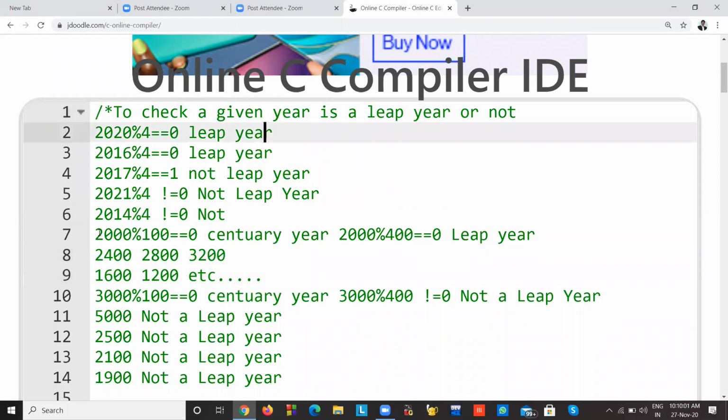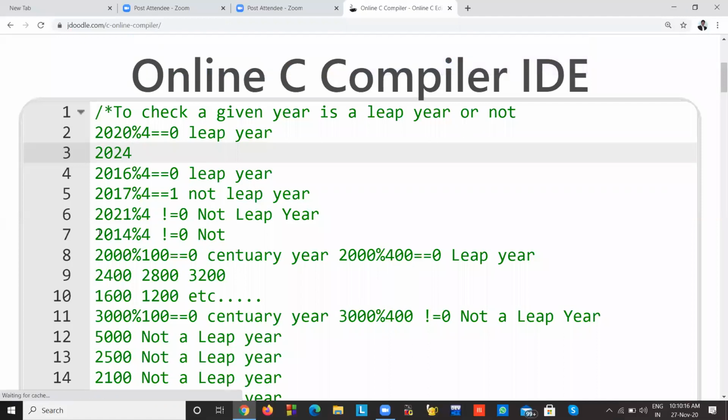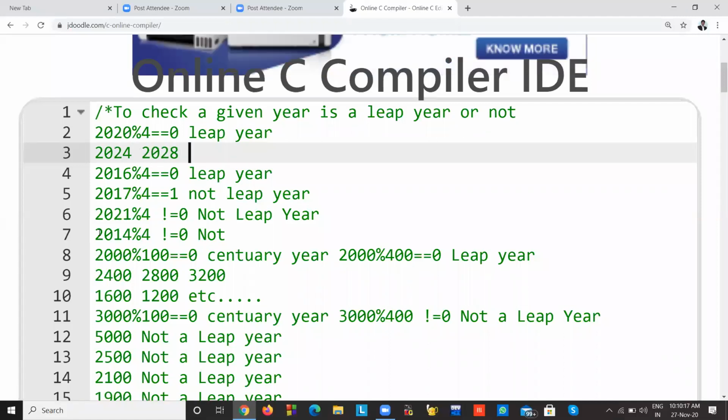What about non-century leap years? For non-century years, divisible by 4 means every 4 years we will get a leap year. Therefore after 2020, the next non-century leap year is 2024, next 2028, plus 4 is 2032, next 2036, right?